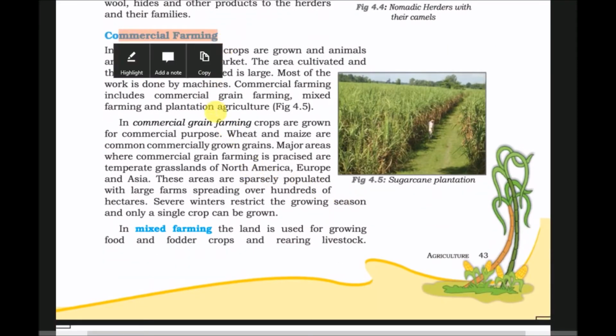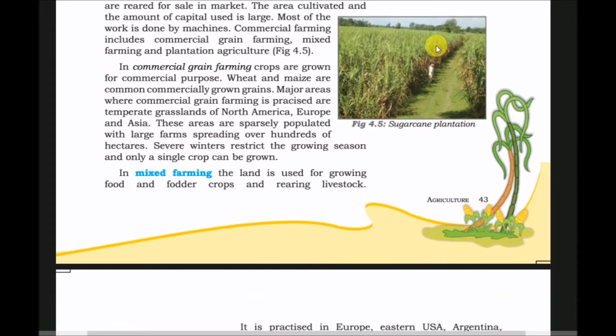Now commercial farming is done on a large scale. It is for commercial use. So here is a sugarcane plantation. What do you mean by plantation? Plantation simply means growing of many crops on a big scale, and big crops. These types of crops are known as plants because they are very big in size. So it is also known as plantation.